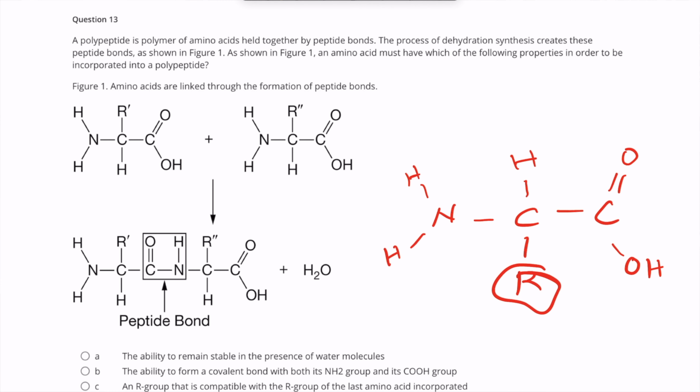The first question here shows you how you can build. So you can take two amino acids and join them.